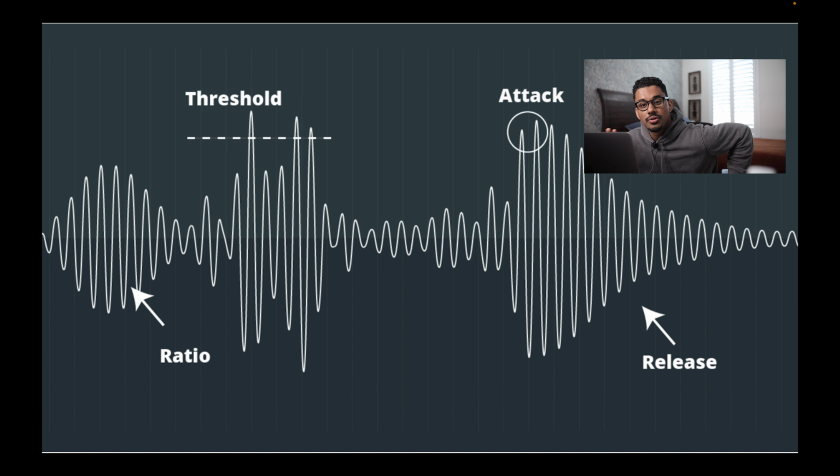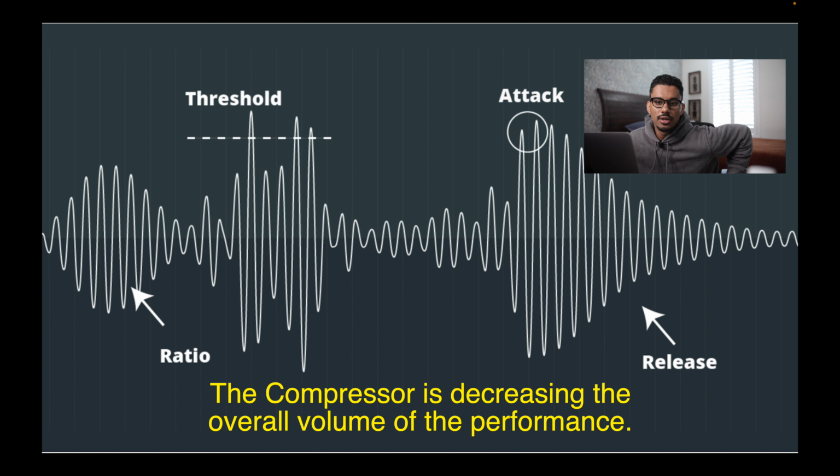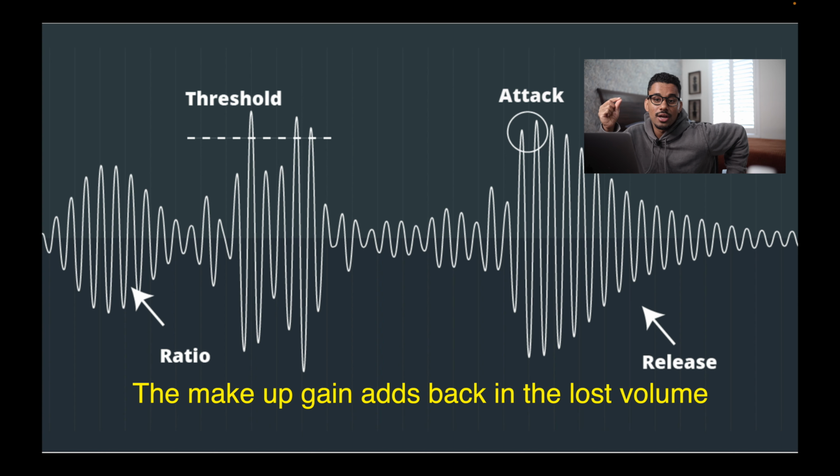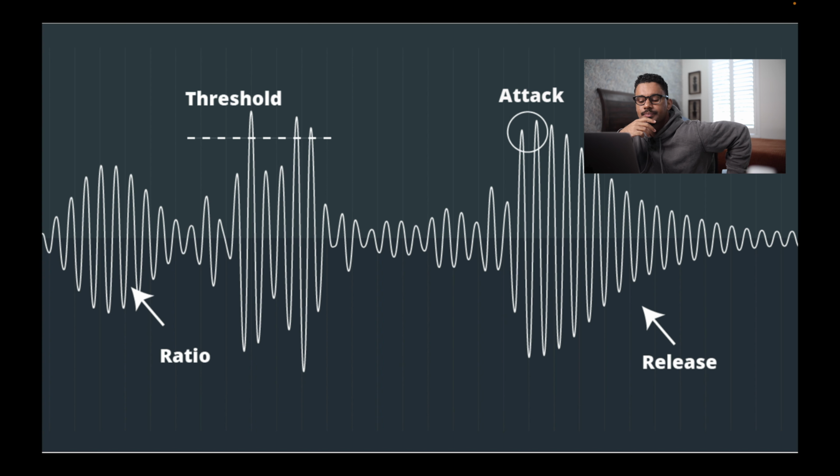And then the other thing that's not on this picture right here is the makeup gain. You're decreasing the overall volume because the threshold and the ratio are essentially squeezing the vocal. But the makeup gain adds back some of that lost volume that you lose when you compress a vocal. So it makes the vocal sound louder even after you've decreased the volume of the high peaks.